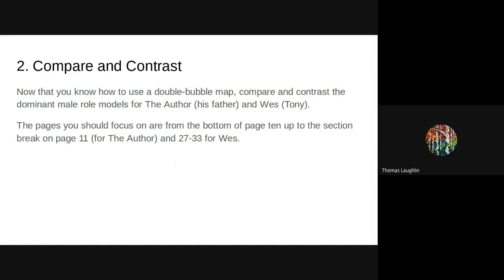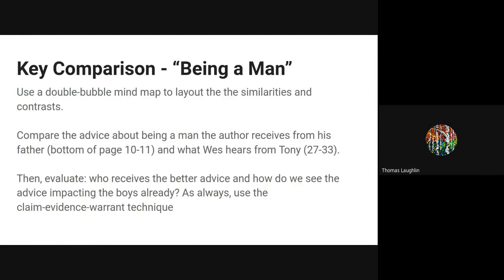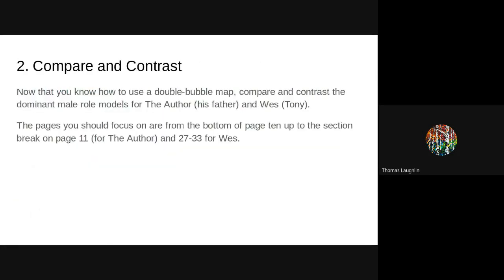Here's where you get to work. Okay. Now that you know how to use the double bubble map, compare and contrast dominant male role models for the author and Wes. Pages you should focus on are right there. Okay. Maybe you can go back. Same thing. Page 10, page 11 for the author.